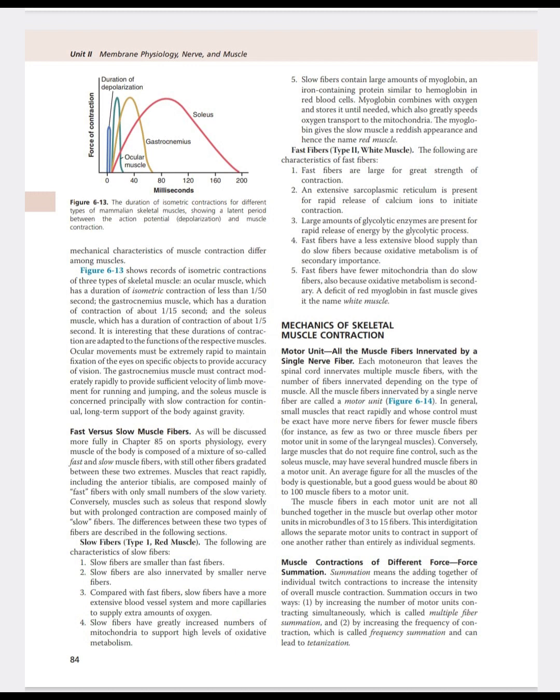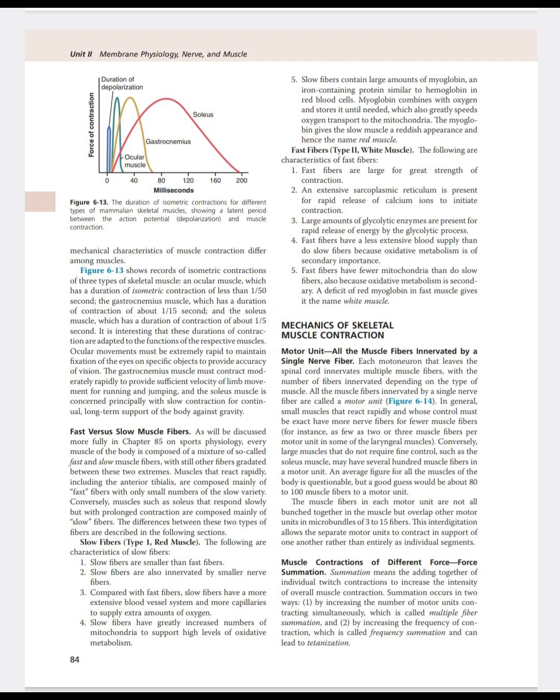So slow fibers have a more extensive blood vessel system and more capillaries to supply extra amount of oxygen. Slow fibers have greatly increased number of mitochondria to support high level of oxidative metabolism. They contain large amount of myoglobin, that is an iron containing protein similar to hemoglobin in red blood cell.